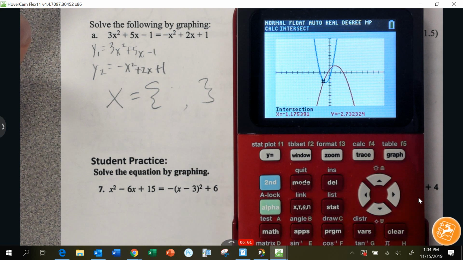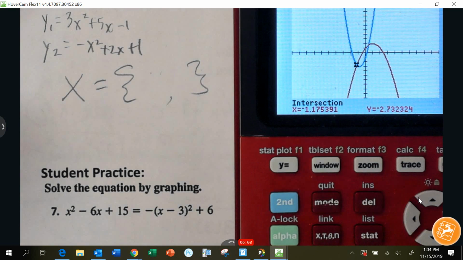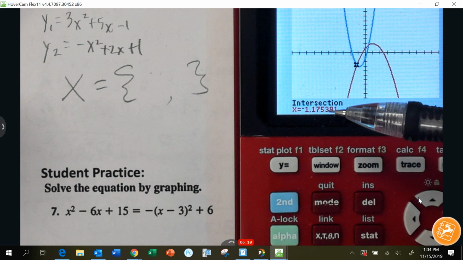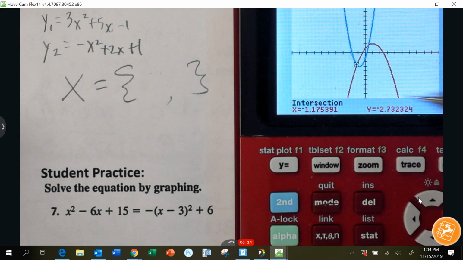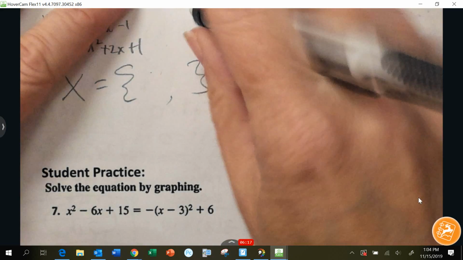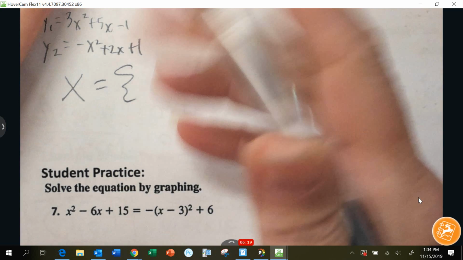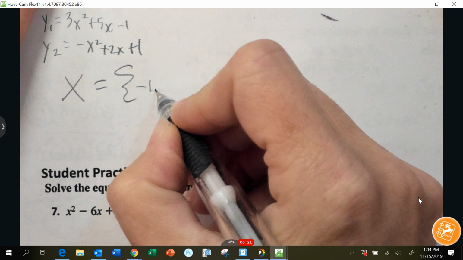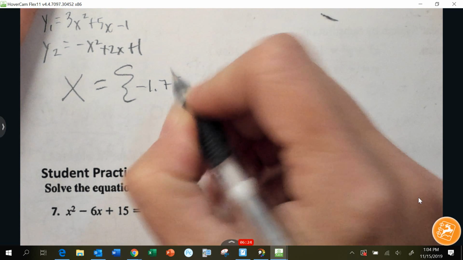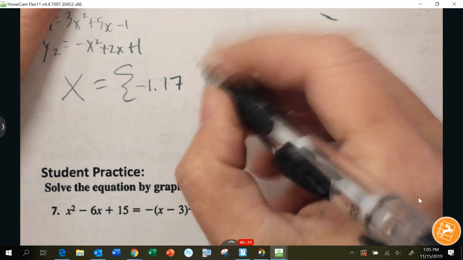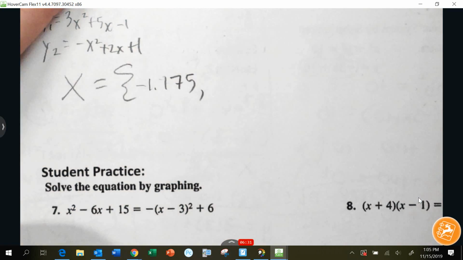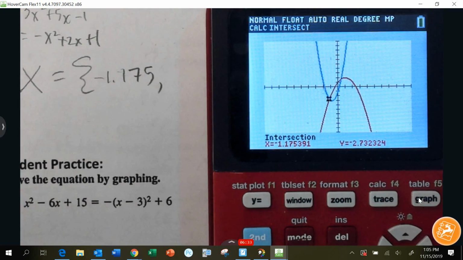Did you guys get the same answer as me? I can zoom in more if you can't see it. Did you get the same number as me? It's like -1.175391. Okay, so one of our answers, maybe I should have left some more space here. One of our answers is going to be -1.175.